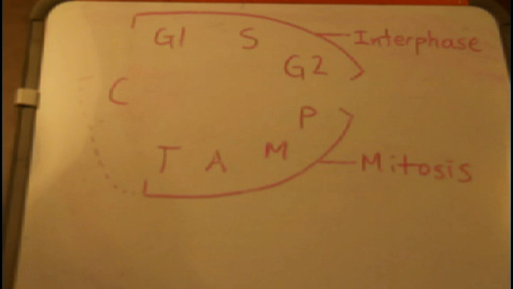Cytokinesis is another stage that some people consider to be part of mitosis. In this stage, cytoplasm divides and the cell enters interphase once again. This diagram sums it up quite nicely. Do you think I even care? Yes, I do think you care.